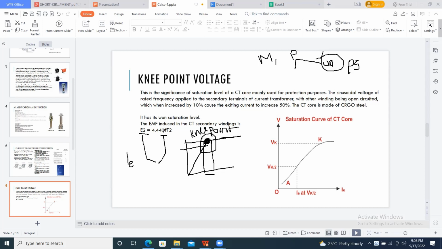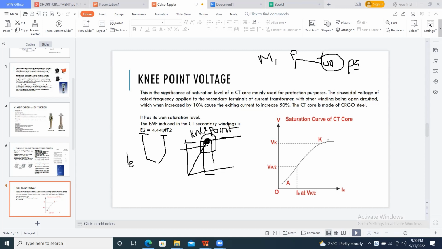Beyond K, the primary current is increased further, the flux has reached its maximum flux density. No change in flux, no current in the secondary winding of the CT. So the whole current on the primary is going into the excitation current. The excitation current is building up here, increasing with just a small change in the secondary winding current.